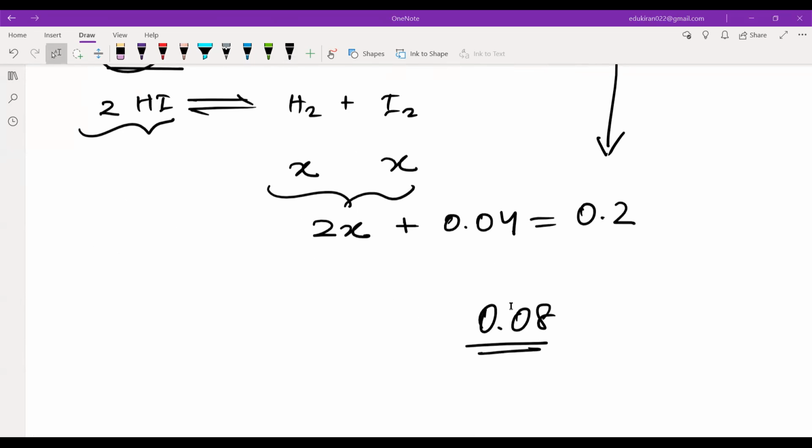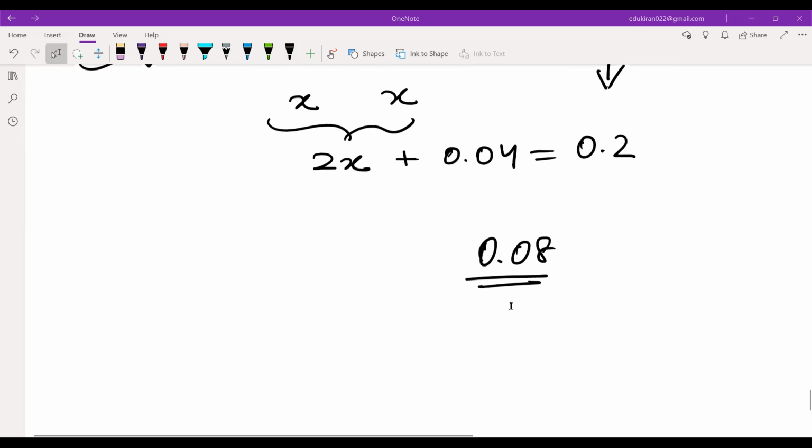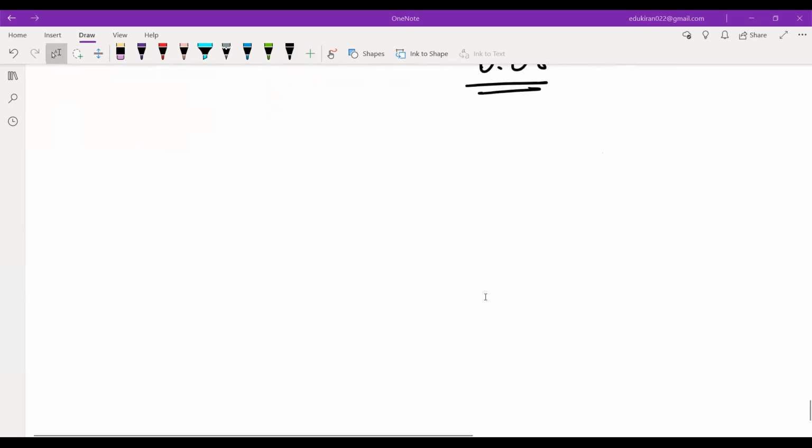What else do you have? 7.16. The K has been given. So what they are saying is, you should do this question this way. Wait a second. What is the reaction? You have C2H6.